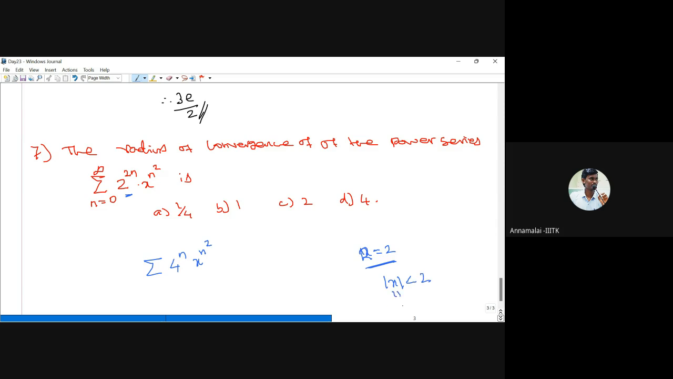In particular, we take x equal to 1. If we substitute x equal to 1, we get the summation of 4 power n. This diverges. Therefore, this is not the correct answer. Since this 2 is not correct, therefore 4 is not correct.